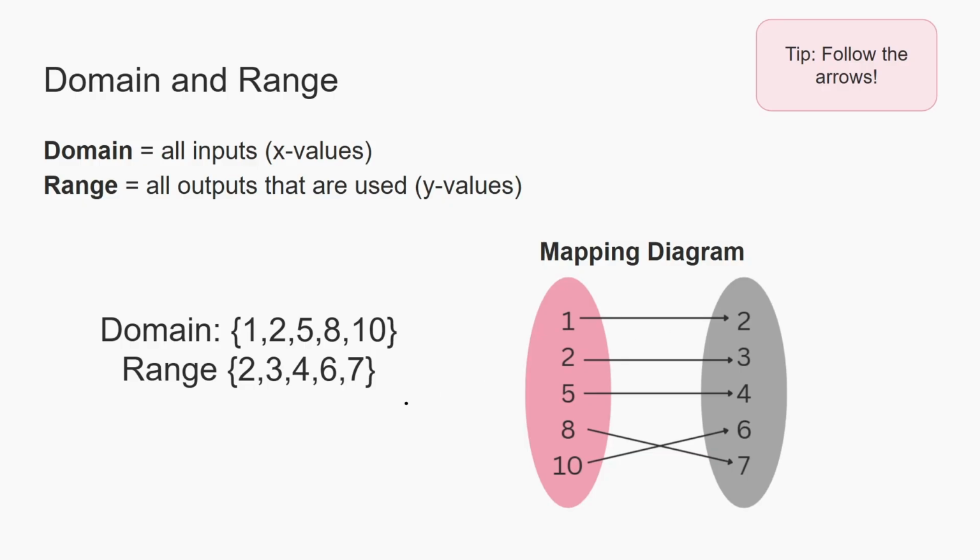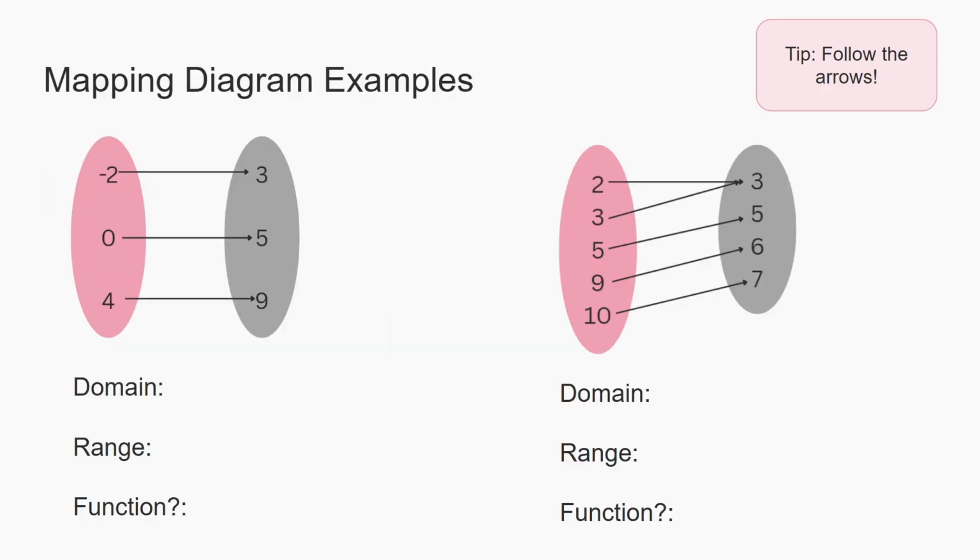the range. Domain and range are written in set notation in these curly braces here, which means that you only need to write each of the numbers one time. Even if there are duplicates, you just write it one time and there are no repeats. Now, let's do some practice problems.